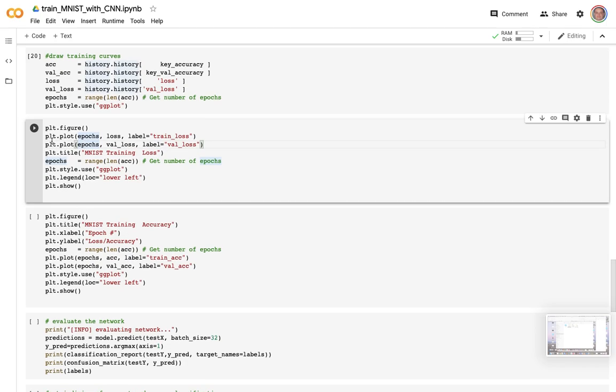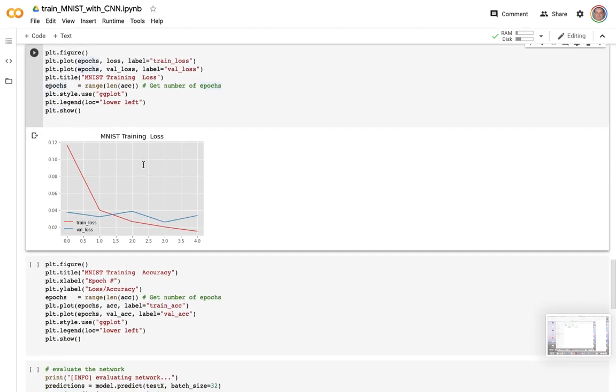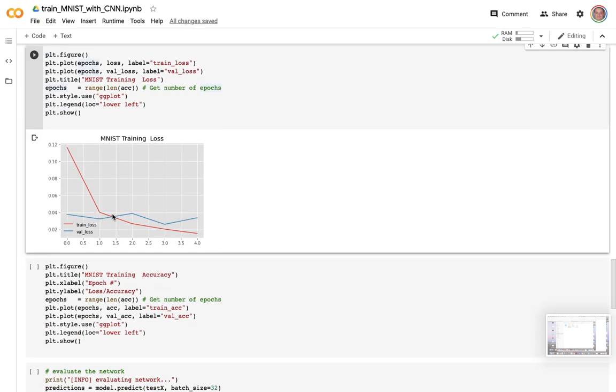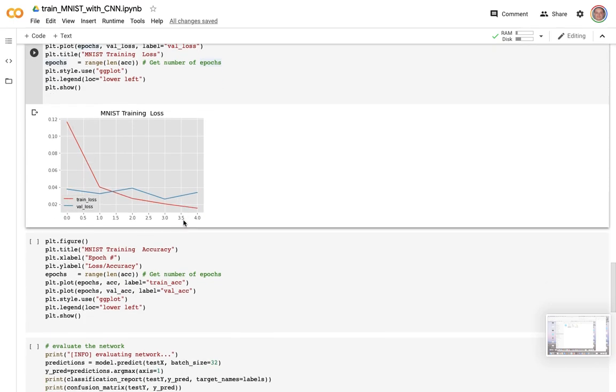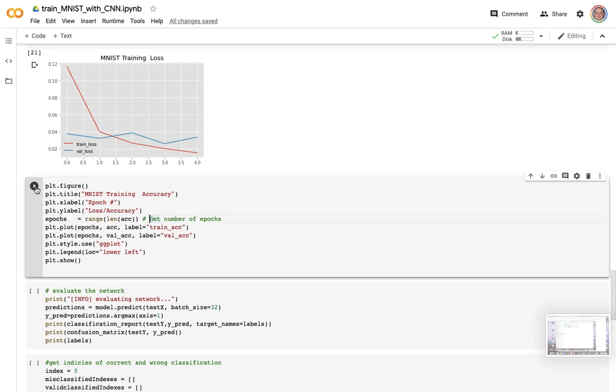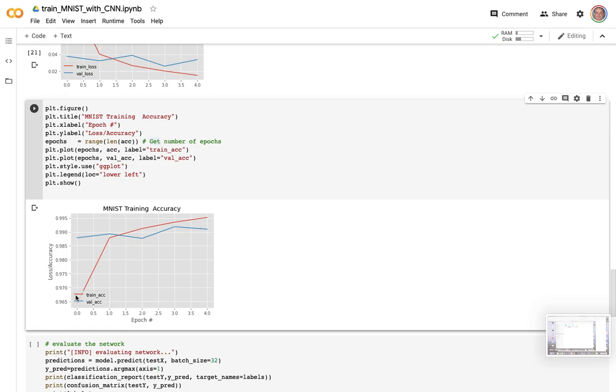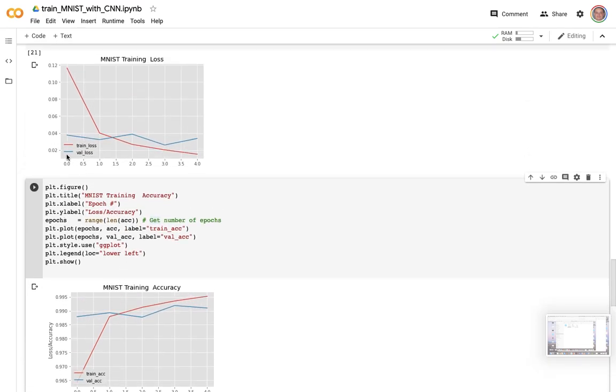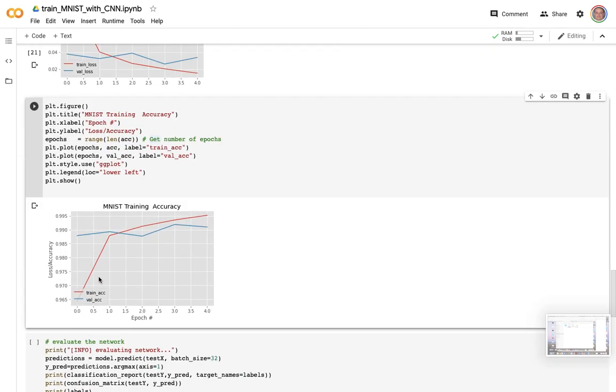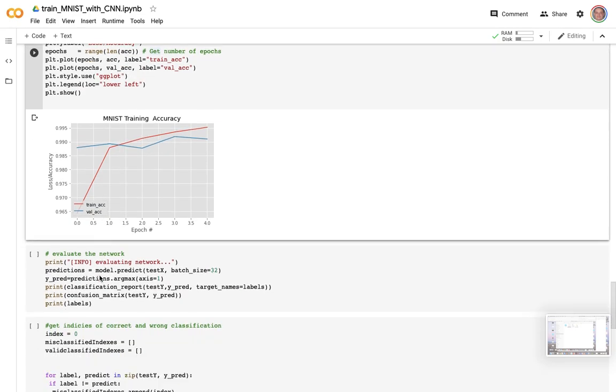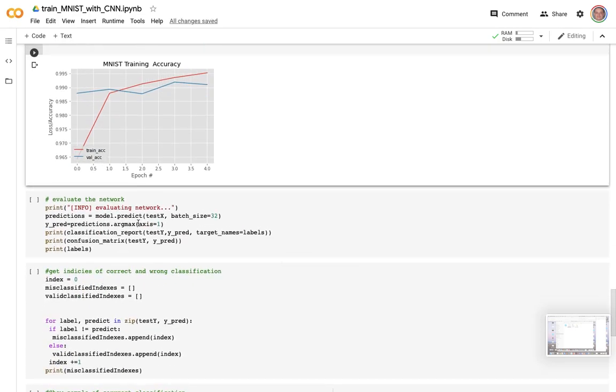So let's start with plotting the curves for the training loss and validation loss. Here it is. So the red one is the training loss, and the blue one is the validation loss. Okay, now for the accuracy, here's the accuracy. Again, the training accuracy is the red one, and the validation accuracy is the blue one. As you can see, from epoch 0 to 4, which is actually 5 epochs, losses were decreasing and accuracy was increasing.